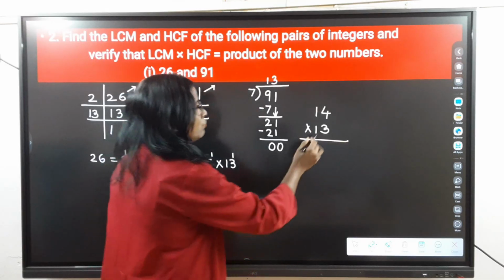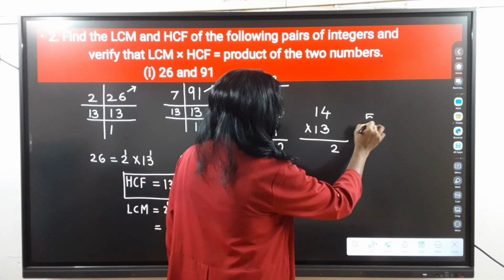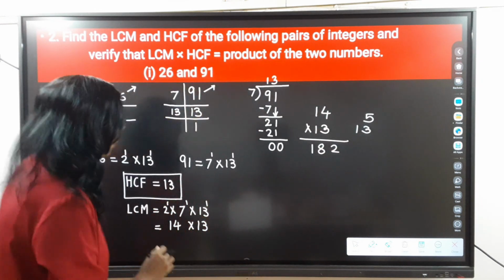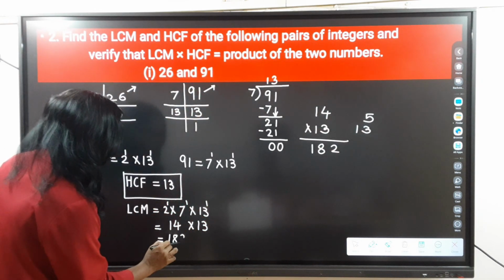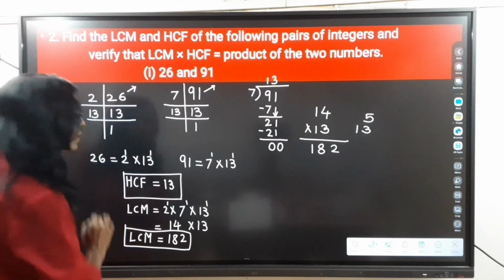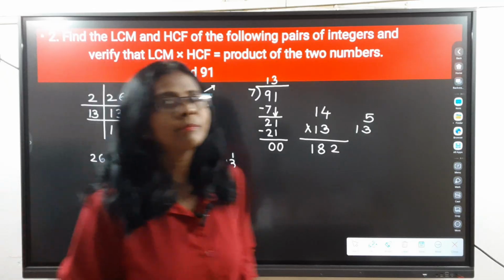So here 13 4s are 52. So 5, 13 1s are 13 and 13 plus 5 that is 18. So 182 is the LCM of these two numbers. Okay students, now here we calculate LCM and HCF.